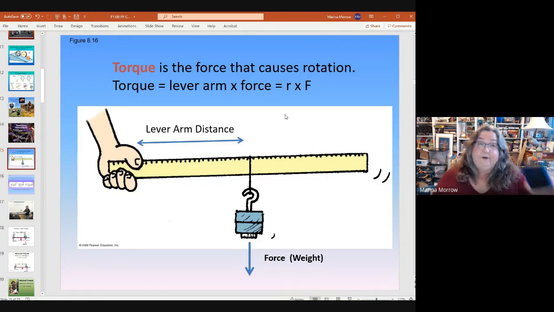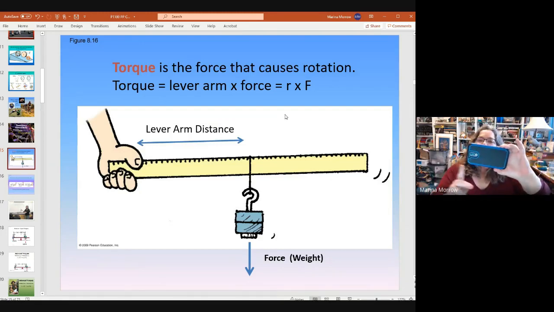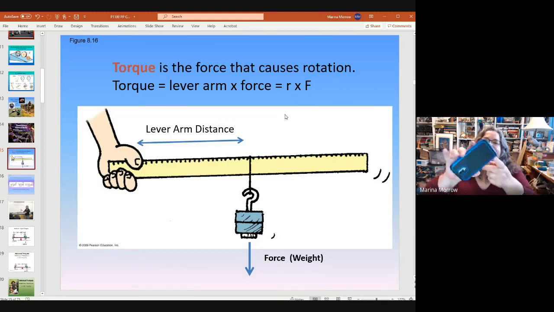So here's my phone. If I just push up at the center of it, it doesn't rotate. But if I push to the side, it's going to rotate, right? So to cause a rotation, you push off the axes, the center of it. And so anyway, that distance that you are from the center of rotation, that is called the lever arm distance.